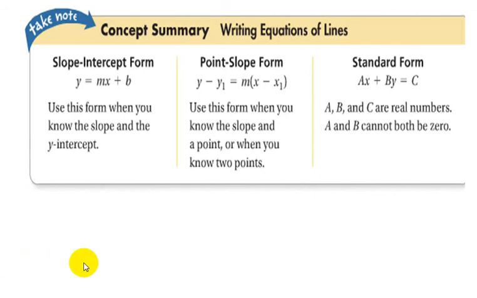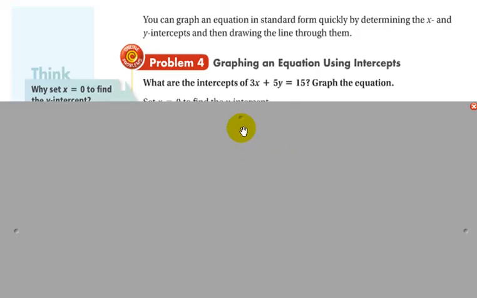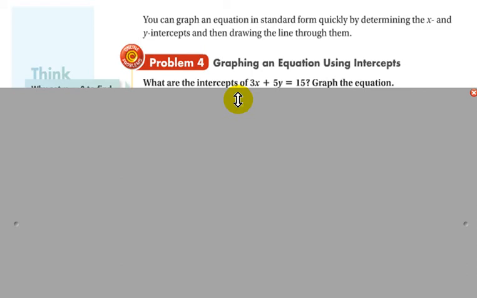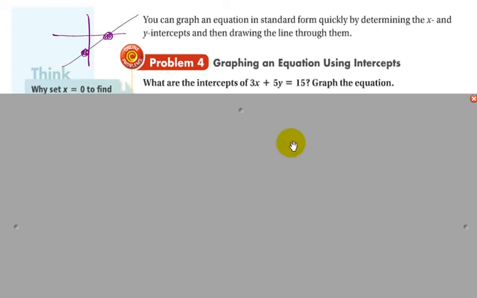So here's a quick concept summary of our 3 equations that we've done: slope-intercept, point-slope, and standard form. The last thing I want to show is how to graph an equation using intercepts. This is the great thing that standard form is really good for, is helping us find our x and y intercepts. And if we know where those intercepts are, then we can quickly graph a line. So this is what we use standard form for.